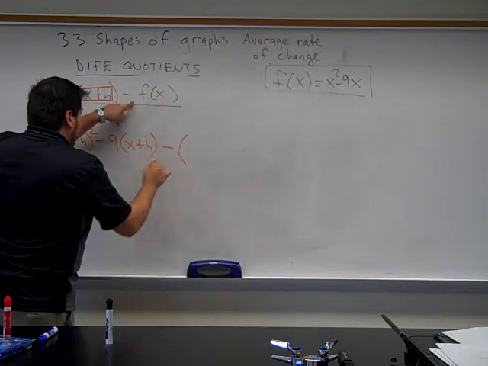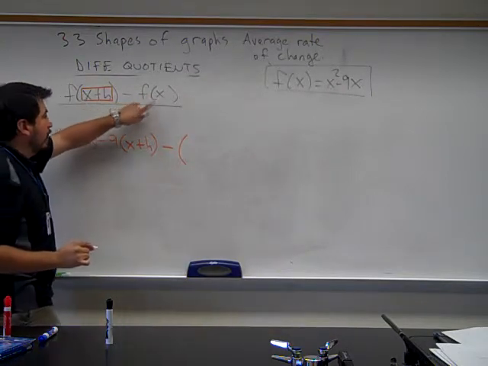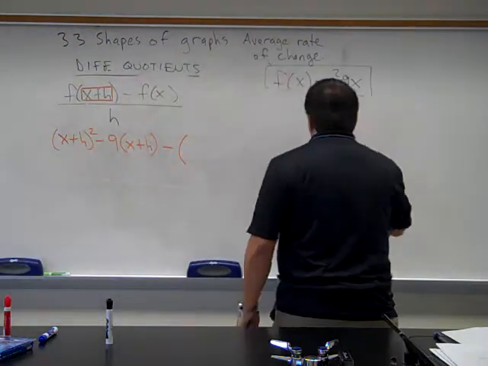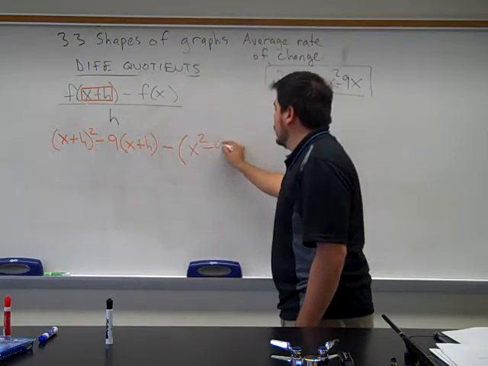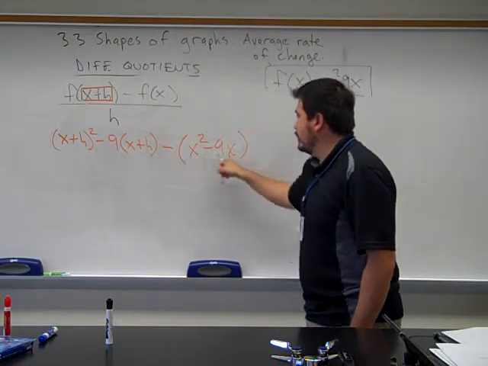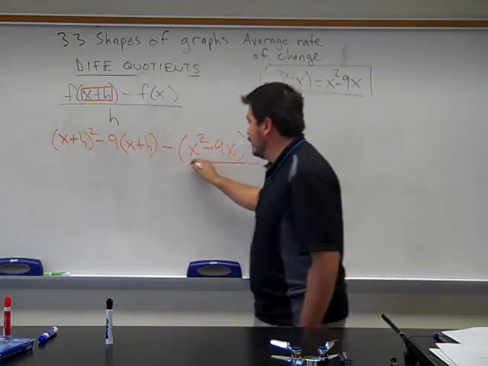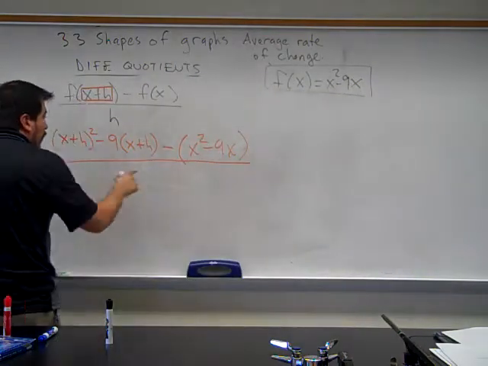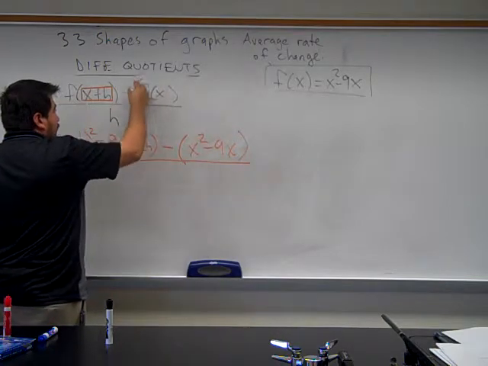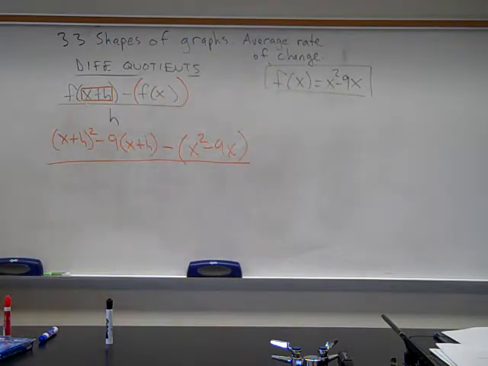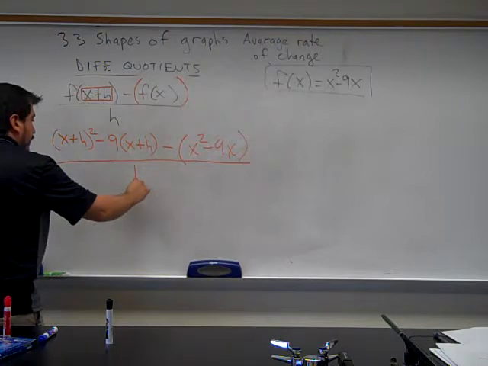Minus f of x. So now we're going to subtract whatever f of x equals, which in this case is x squared minus 9x. Notice I put parentheses around the second half here because it's very easy to make a mistake forgetting a negative sign somewhere, so always put parentheses around this guy here. That way you never make a mistake. And then this is over h.